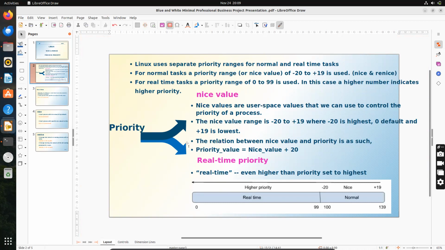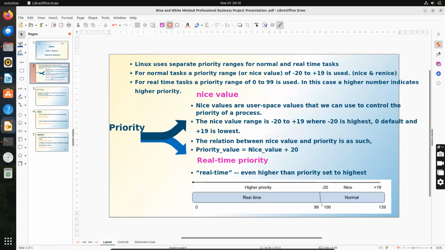Linux uses separate priority ranges. These processes are of two types: one is normal processes, and one is real-time processes. Normal processes are users executing commands or scripts. Real-time tasks include system tasks. So it is divided into two categories. If you observe here, 0 to 99 are the real-time priority processes, and 100 to 139 are normal processes, user processes.